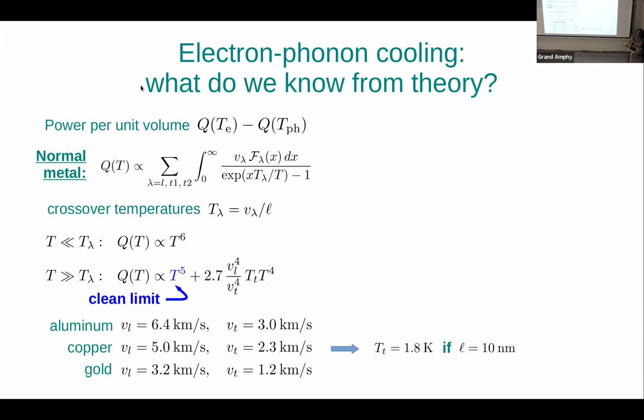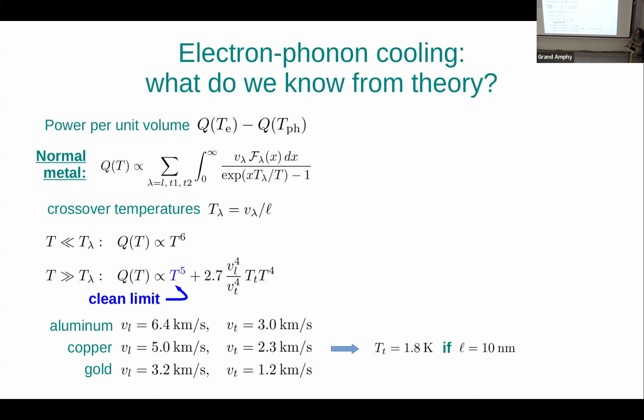Okay. So we are studying power transferred from electrons to phonons. We assume electrons are at some temperature T_e, phonons at some temperature T_phonon, and then you have this kind of expression for this power. And there is a reason why the expression should be of this form. But there is no reason why this function should be a power law. And it's not a power law.